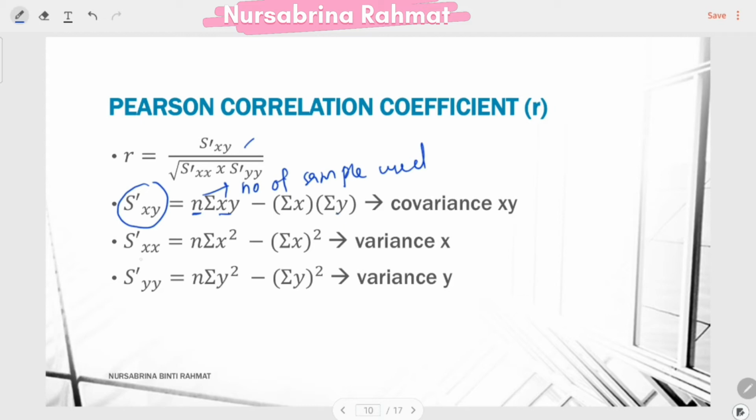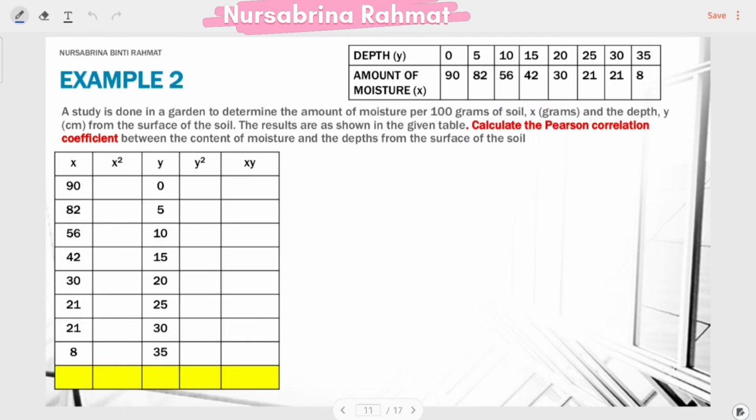S prime XX is n multiplied by the sum of x square, minus the square of the sum of x. And S prime YY is n multiplied by the sum of y square, minus the square of the sum of y. It's quite confusing, but when you already know how to apply this formula, it will be very easy. So let's look at this example.